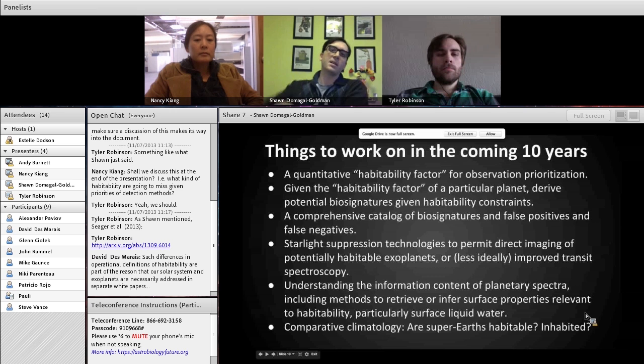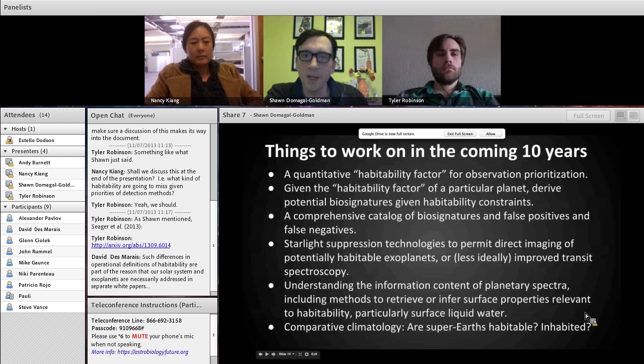Okay, so things to work on in the coming 10 years. I've probably talked about a lot of this already. We want this quantitative habitability factor. Given that habitability factor, we want the biosignatures for that specific planet, given the constraints from the habitability assessment. We want a comprehensive catalog of biosignatures, as well as the false positives and negatives for those biosignatures and for those biospheres. Starlight suppression technology.